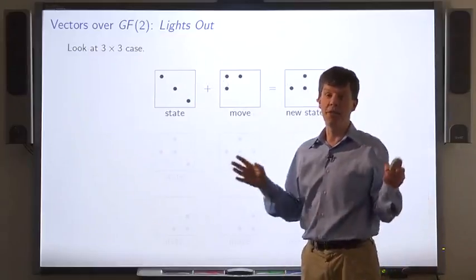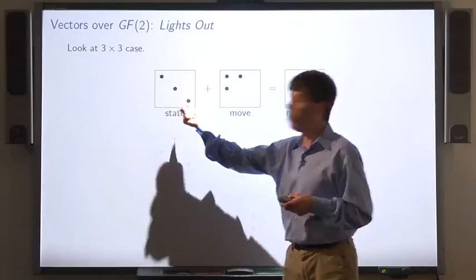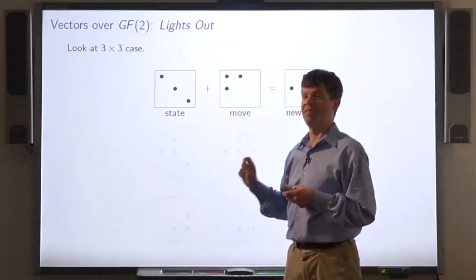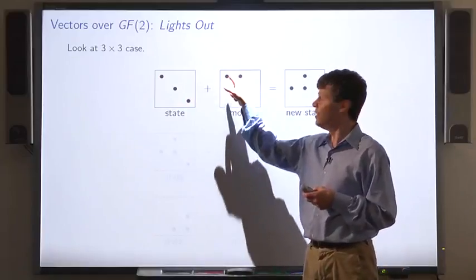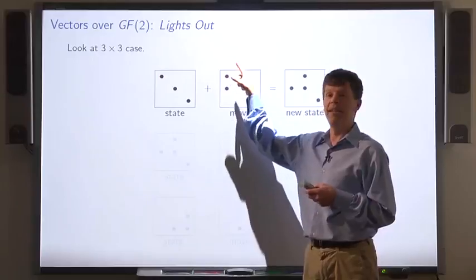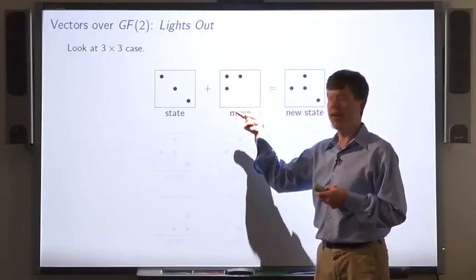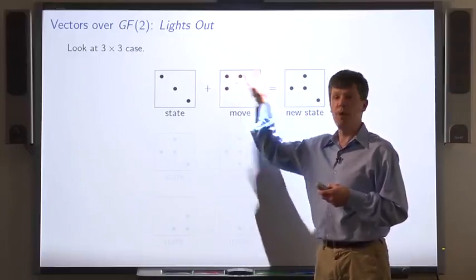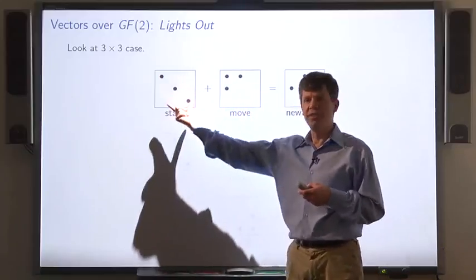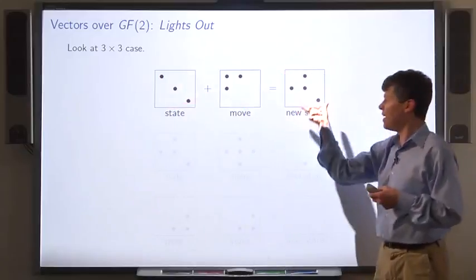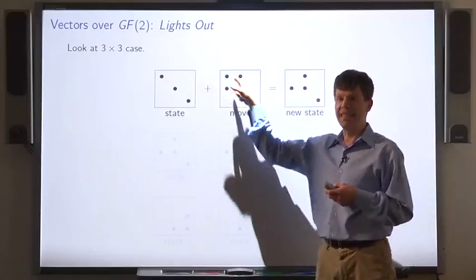Let's look at the 3 by 3 case. So suppose this is the state of Lights Out, and we push the button in the top left. Well, the button in the top left toggles the light in the top left, the light immediately to its right, and the light immediately below it. So this is the move vector corresponding to that button, where the dots represent 1s. If we add this vector to the vector representing the state, we get this vector, which represents the state obtained by pushing that button.